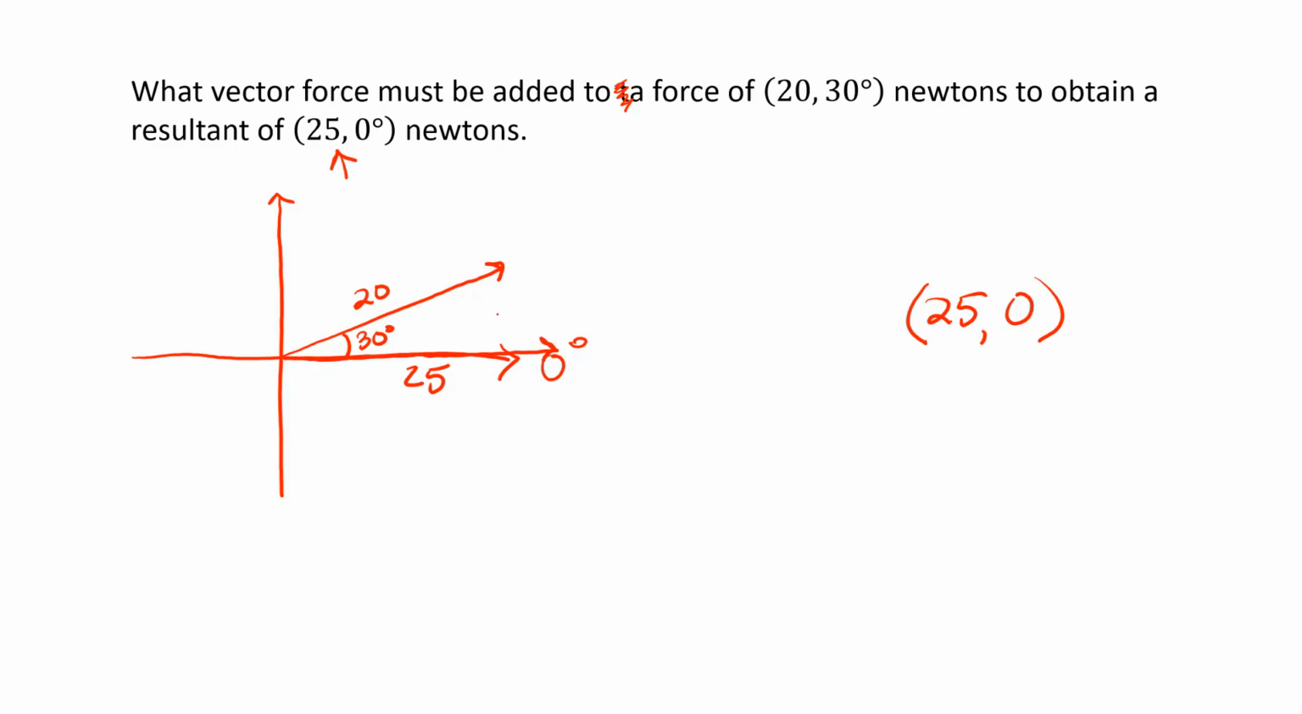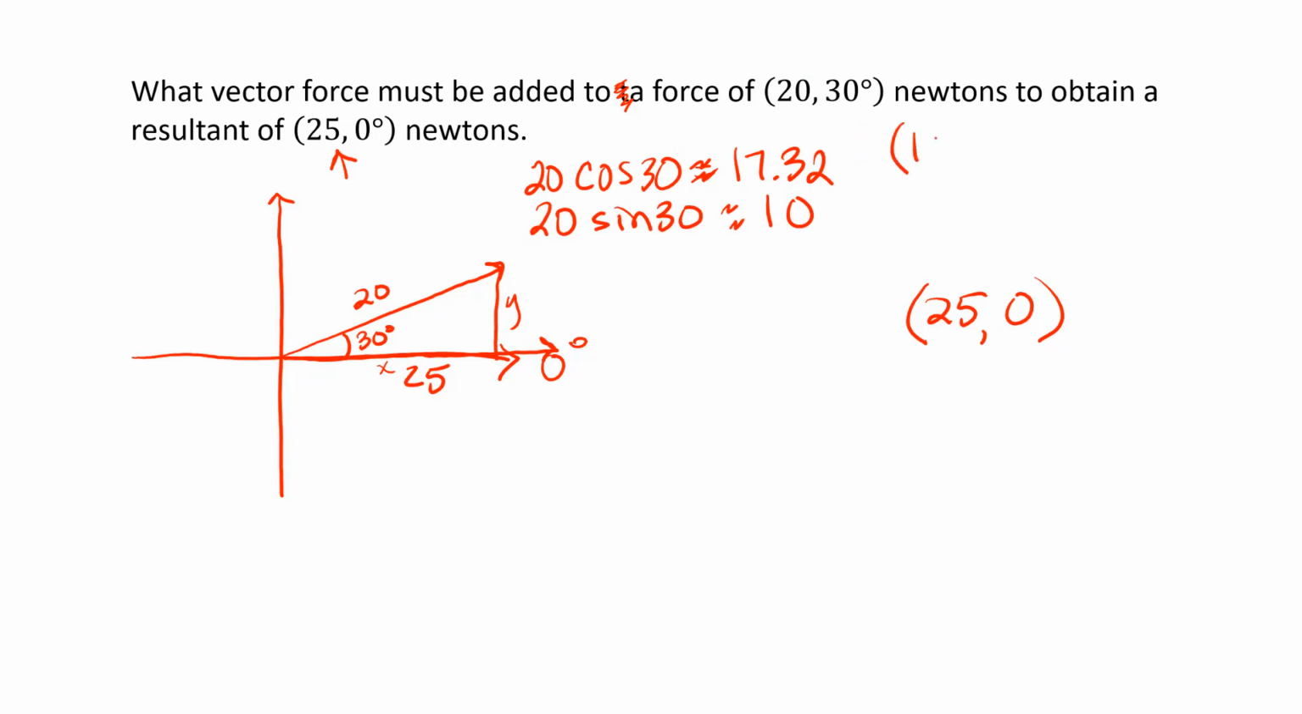Okay, so to find the rectangular coordinates for this one, find our x and our y, we're going to use sine and cosine. So 20 cosine 30 is going to be about 17.32, and 20 sine 30 for our y, well, it's going to be exactly 10, because we know that sine 30 is 1/2. Okay, so these coordinates, 17.32 and 10 for y, go with that vector.